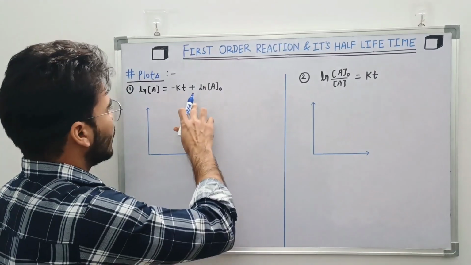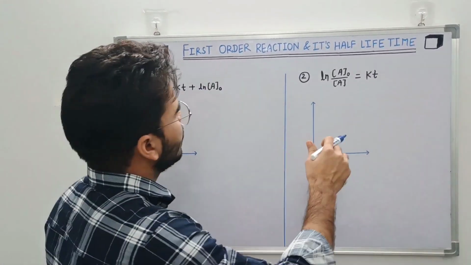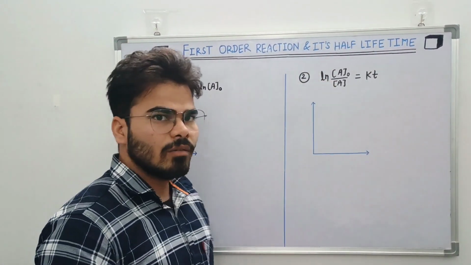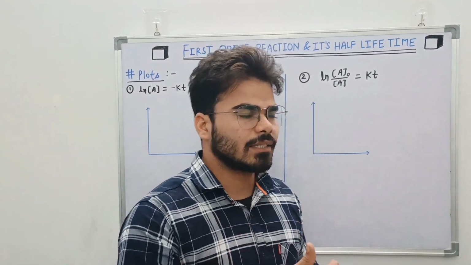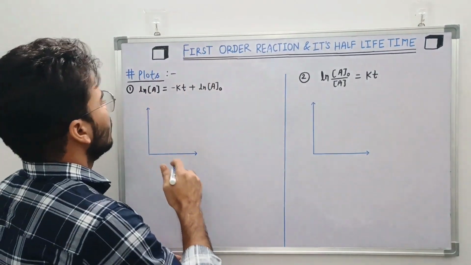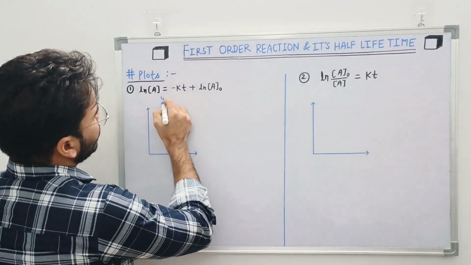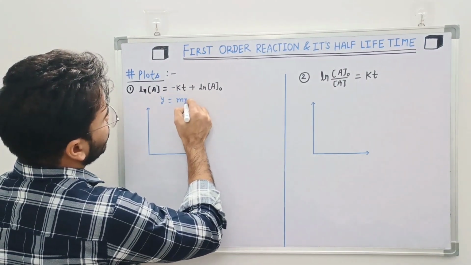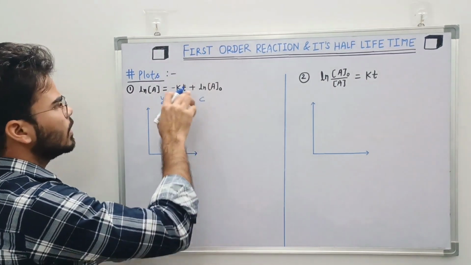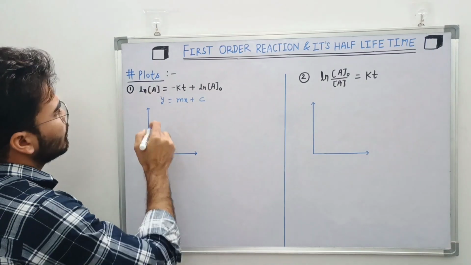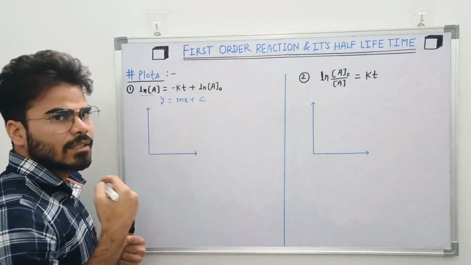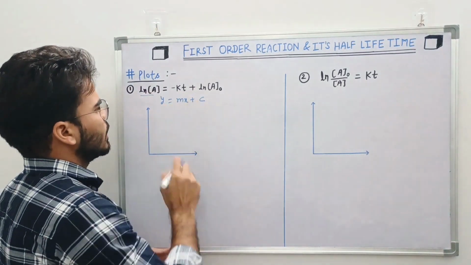So these are two different expressions for the rate constant for a first order reaction. Now we will plot a graph for each case. Let's take the first case. We know that the straight line equation is y equal to mx plus c. When we compare this equation with this equation, we find that we can consider ln a as the y axis and time t as our x axis.